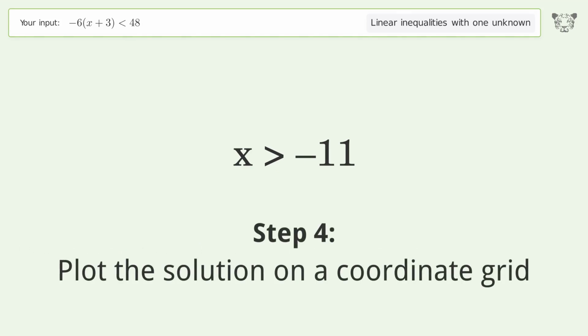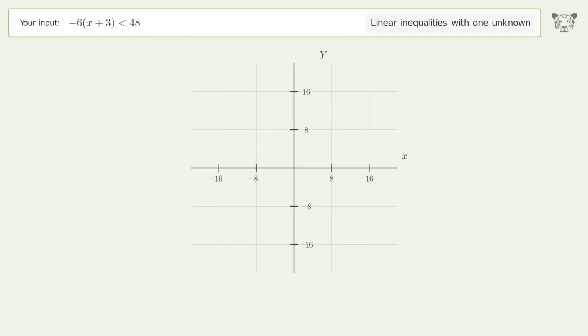Plot the solution on a coordinate grid. And so the final result is x greater than -11.